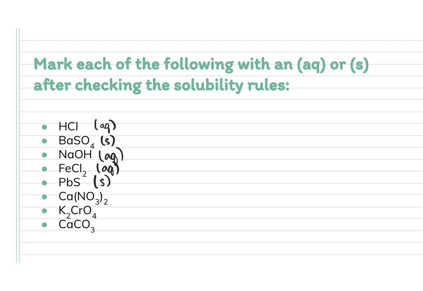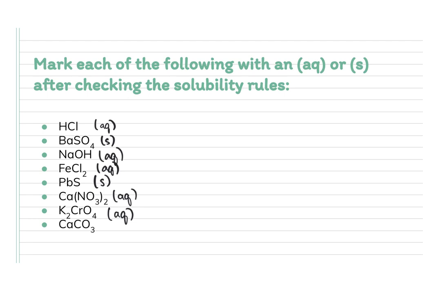If we look at this next problem, the calcium nitrate, all nitrates and acetates are soluble. So this is going to be aqueous, okay? The next one, we have a chromate. So all phosphates, chromates, and carbonates are insoluble except those of alkali metals and ammonia salt. Potassium is an alkali metal, so this one is going to be aqueous.